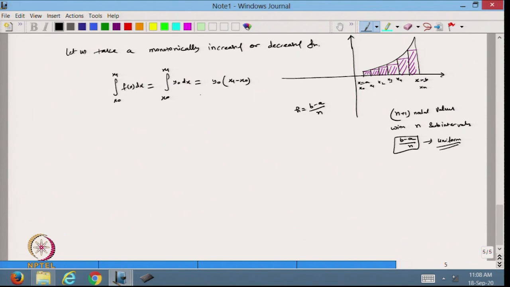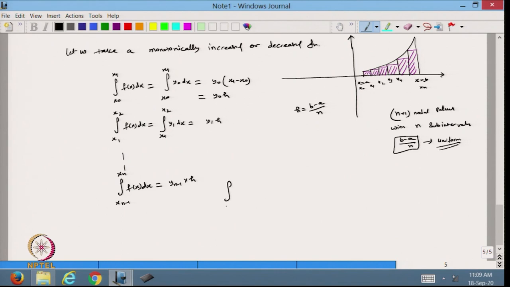Okay. So, that is the value. So, I call it y 0 h. Then I can find out the integral in the next sub interval, f x dx, and in that case I am choosing y 1. So, if you see from here, this will be x 1 to x 2 of y 1 dx. So, this will be y 1 h, and same way we can go. So, in the end, this is x n minus 1 to x n of f x dx. So, this will become y n minus 1 into h.